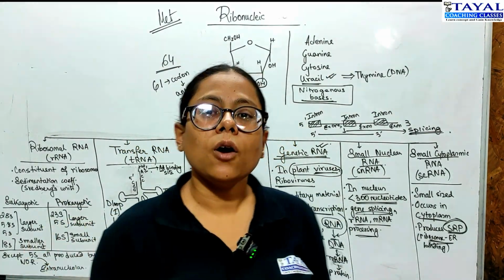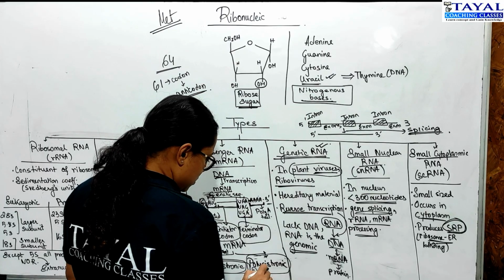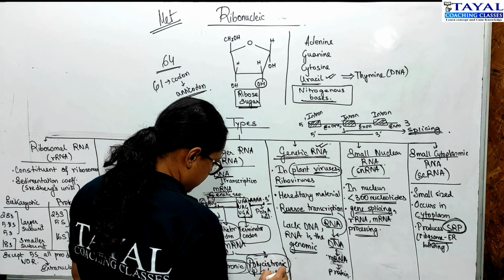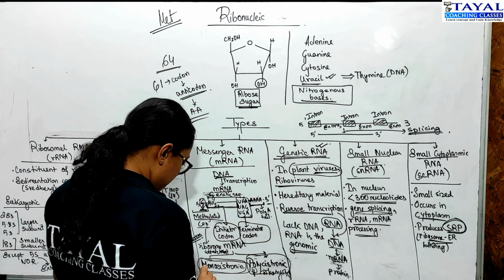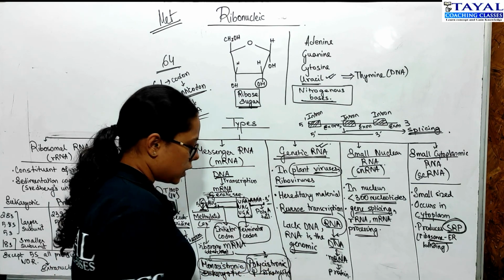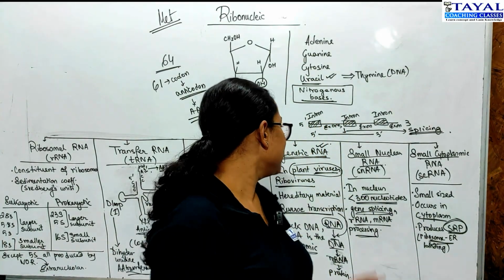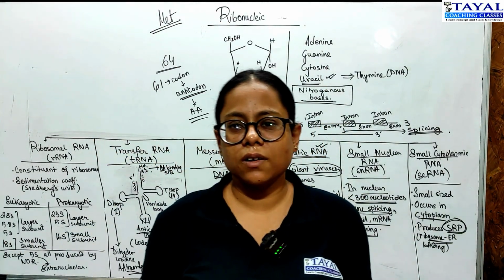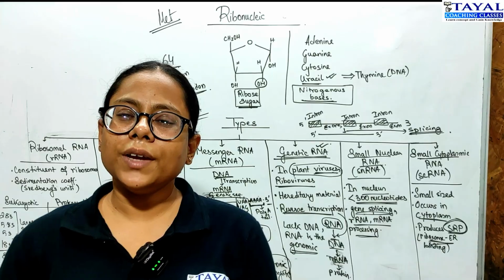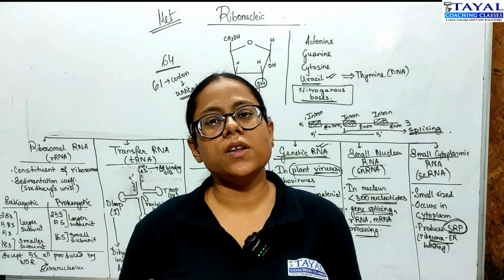Remember that prokaryotic mRNAs are usually polycistronic in nature, whereas most eukaryotic mRNAs are monocistronic in nature. I hope the type of mRNAs was clear to you. The more we delve into the topic of molecular bases of inheritance, this will come in very, very handy.